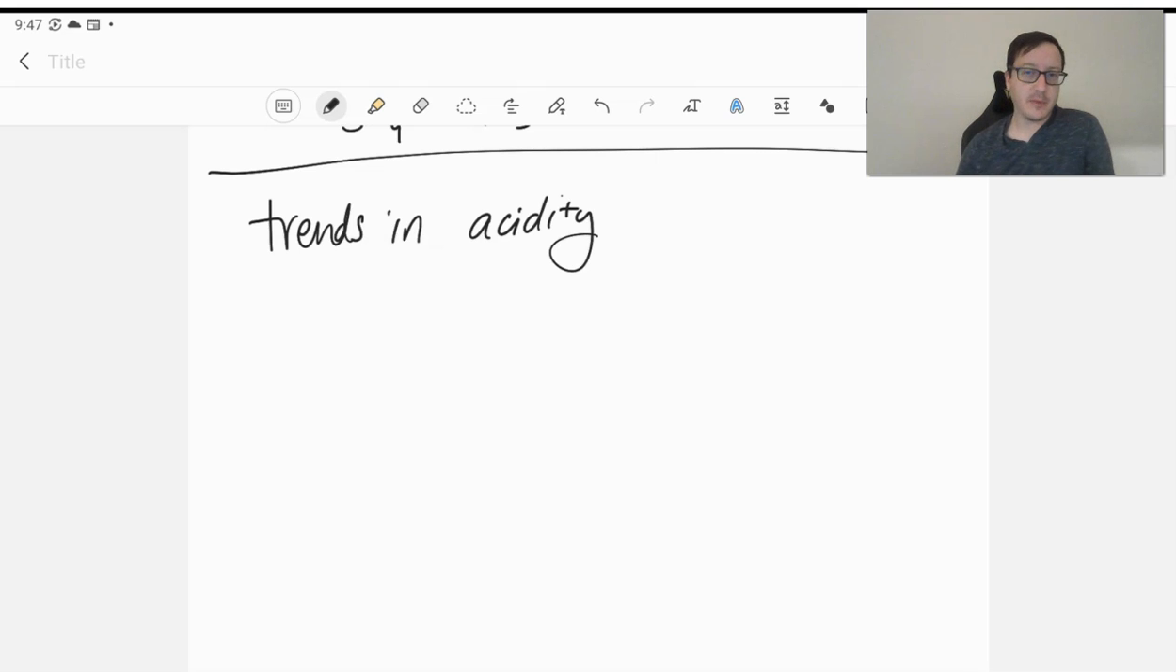As we wrap up this chapter, we're going to look at some trends in acidity and basicity. And by trends, we're going to really look at the periodic table. We're going to see that acidity can be predicted by a couple of factors. The first factor in predicting an acid is the polarity of the H-A bond.